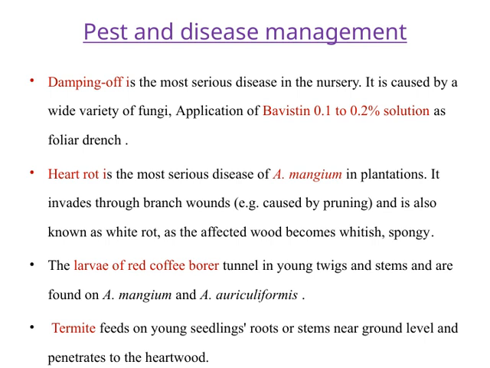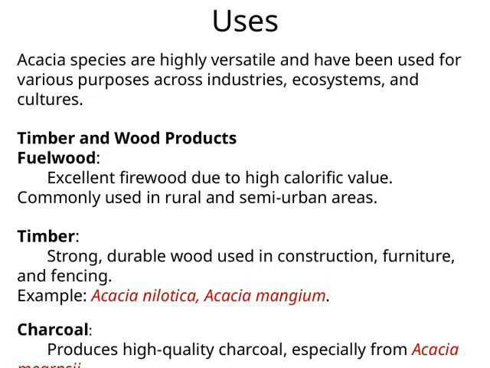successful cultivation. Acacia species are incredibly versatile and have been utilized in many different ways across industries, ecosystems, and cultures. When it comes to timber and wood products, they really shine. For example, their wood makes excellent firewood because of its high calorific value, which means it burns hot and efficiently. This makes it especially valuable in rural and semi-urban areas where people rely heavily on firewood for cooking and heating.